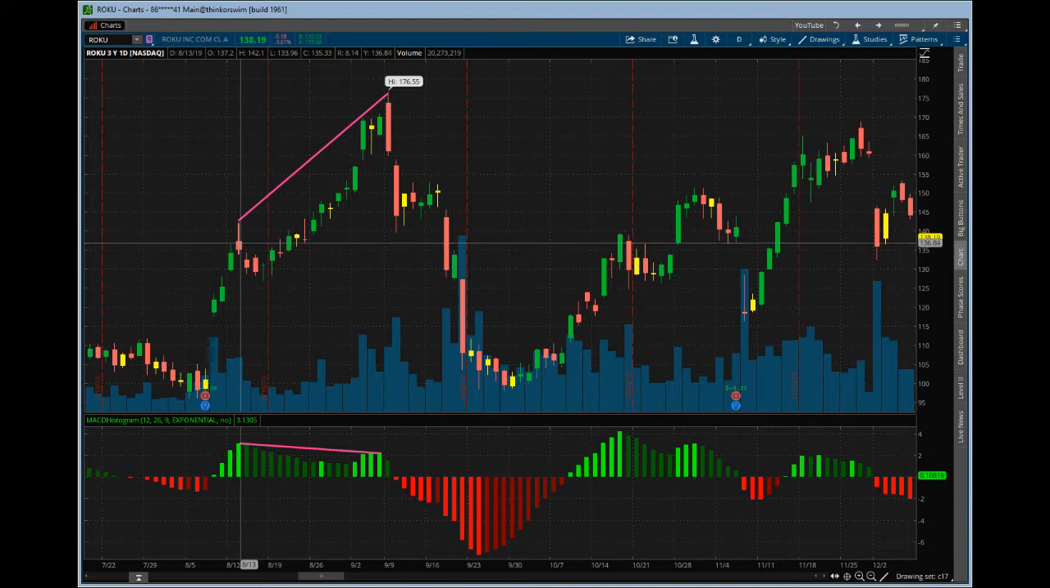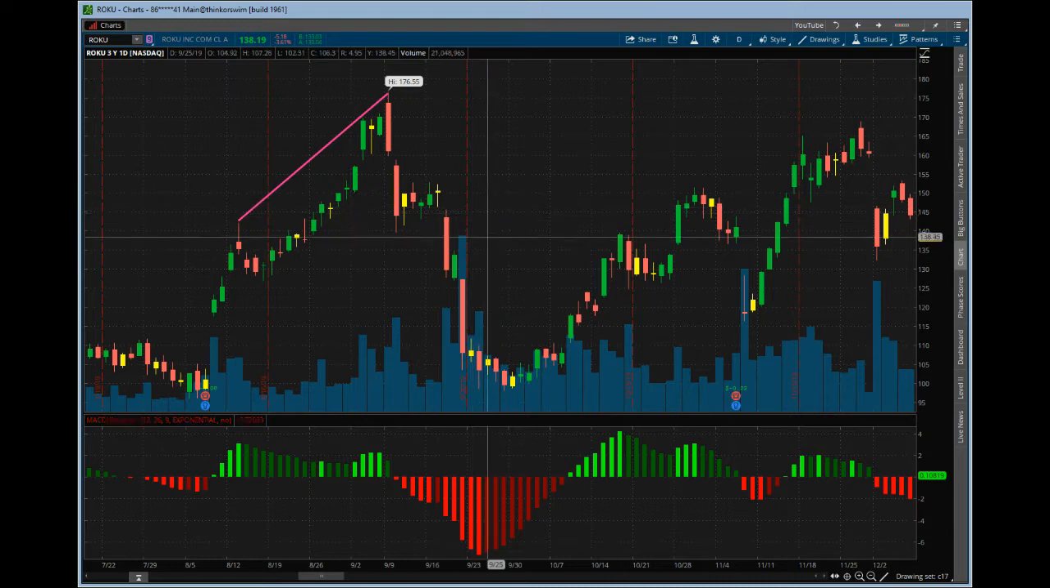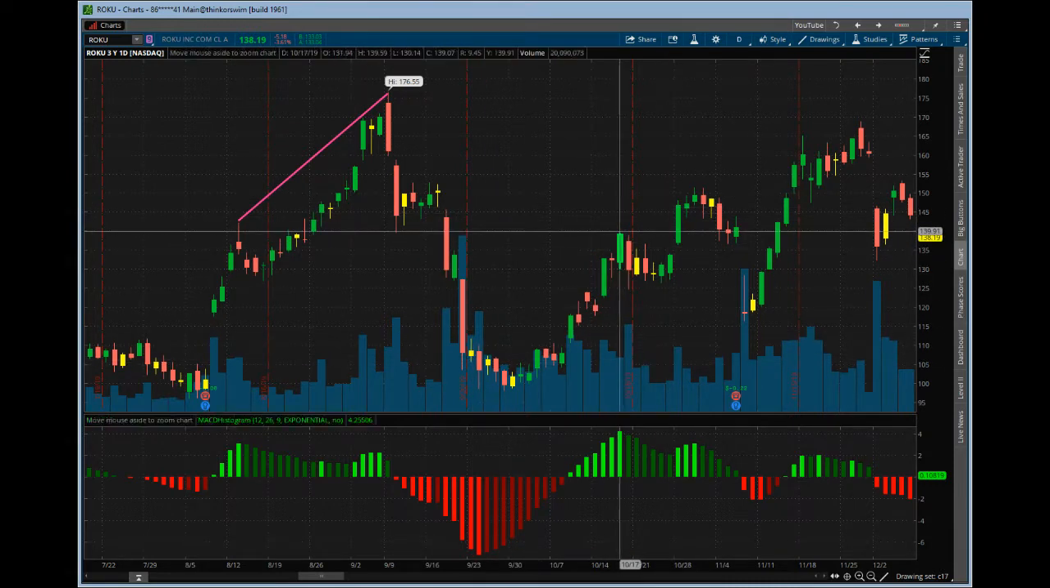The distance between here and here was approximately 30 days. Again, very similar to the CCI. Okay, here's another one, here to here.